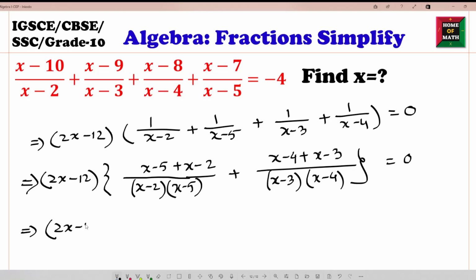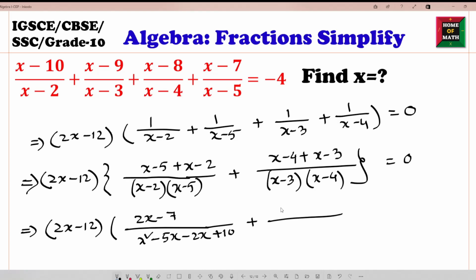So here is 2x−12, and then here again 2x−7, right? And here is what we can write: x² − 5x − 2x + 10, plus here is also the same thing, (2x−7) divided by x² − 4x − 3x + 12, equals 0.